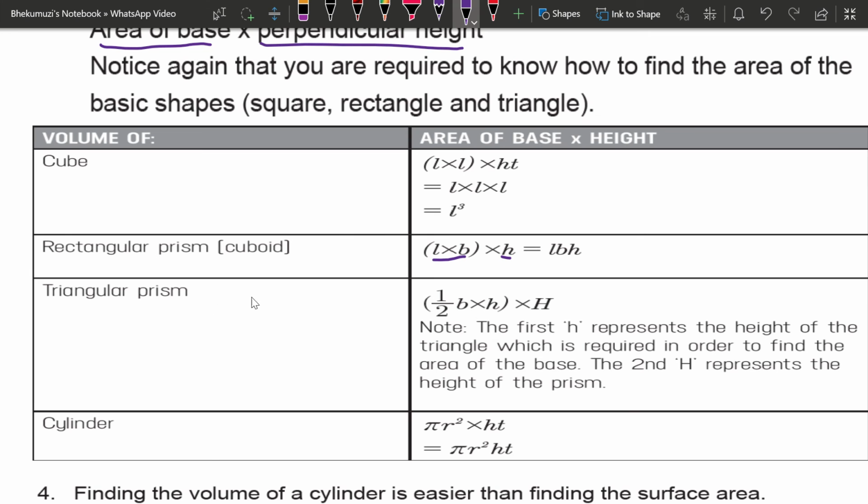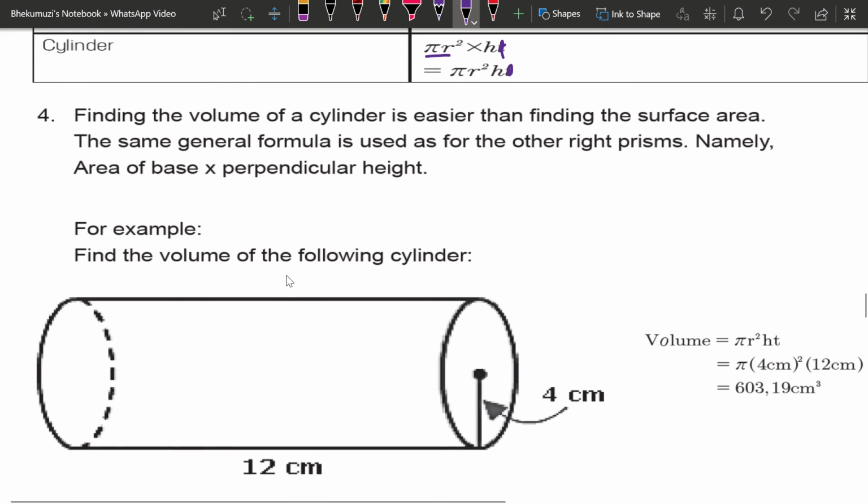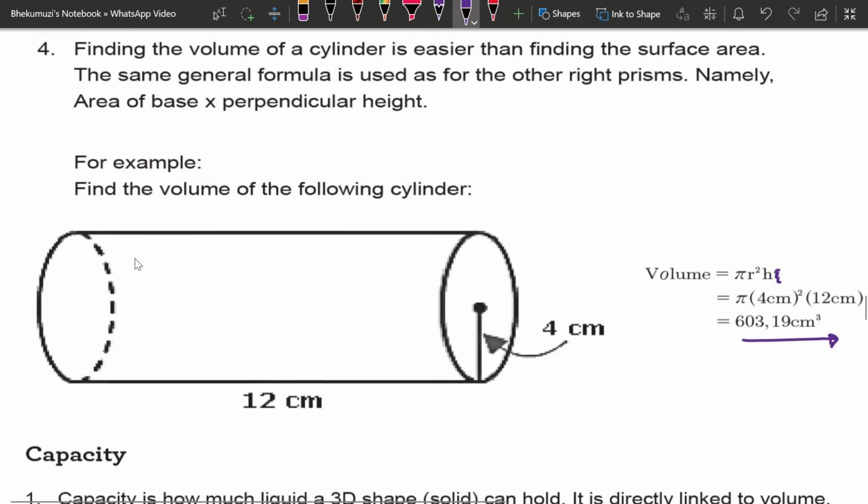And then the triangular prism as well, it's the area of the base, which is a triangle, and then we times it by the perpendicular height to find the answer. And then we have the cylinder as well. It's the area of the base, which is the circle, and then we times it by height. The t here is a misprint, so times it by height. So here's an example of calculating the volume of a cylinder, and you'd find that you have pi r squared times h, and not the t there, and then you would find your answer quite simply by putting it into your calculator.